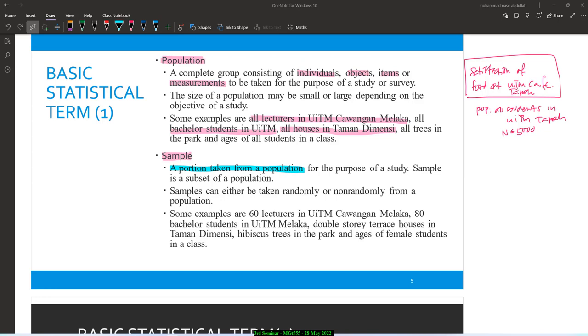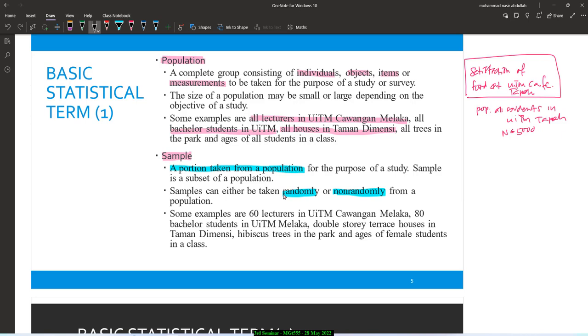So this is what we call a sample. We take some members in the population. So sample can be selected either randomly or non-randomly. So dalam statistik ni kita ada dua method untuk select sample. Let's say if you want to select a random sample, it will reduce selection bias. Kalau kita buat a non-random sample, maksudnya kita just distribute the questionnaire, so it will raise the selection bias, right?